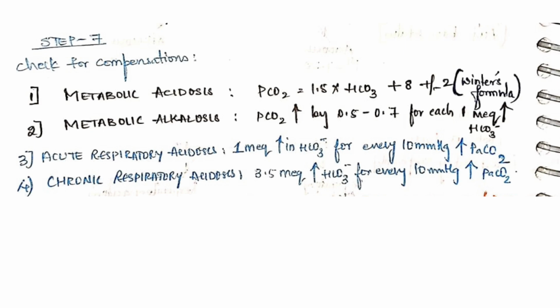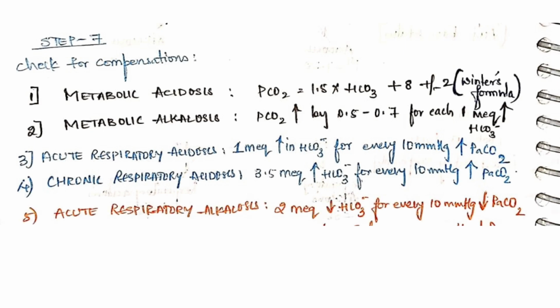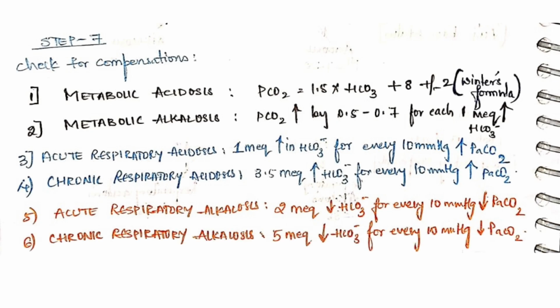5. Acute respiratory alkalosis. There is a 2 milliequivalent decrease in bicarbonate for every 10 millimeters of mercury decrease in partial pressure of carbon dioxide. 6. Chronic respiratory alkalosis. There is a 5 milliequivalent decrease in bicarbonate for every 10 millimeters of mercury decrease in partial pressure of carbon dioxide.